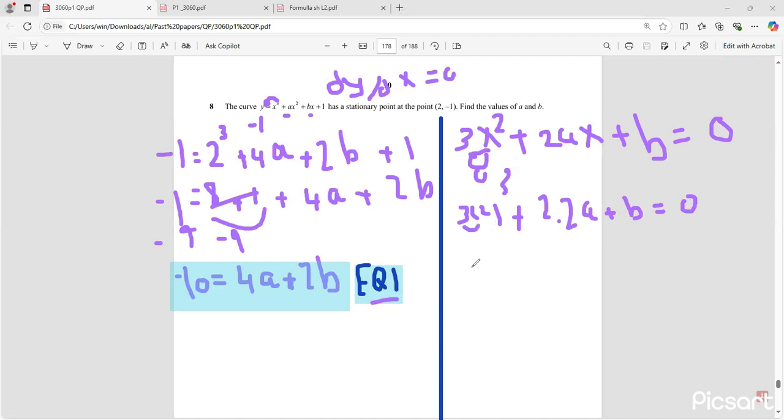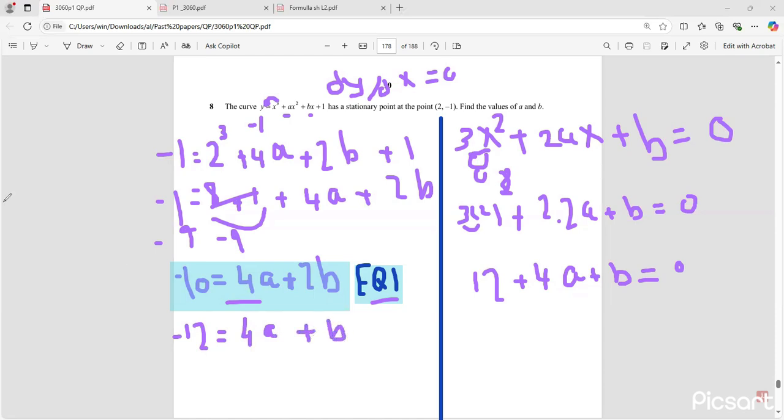3 multiplied by 4, which equals 12, plus 4a plus b gives us 0. Here it is squared, so it is 3 times 4 equal to 12. I'm going to move the 12 to the other side, so negative 12 equals 4a plus b, and this will be equation number 2, and that is equation number 1.